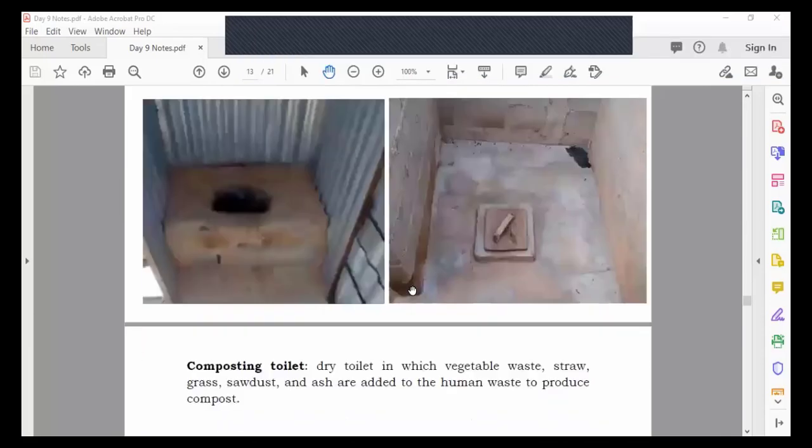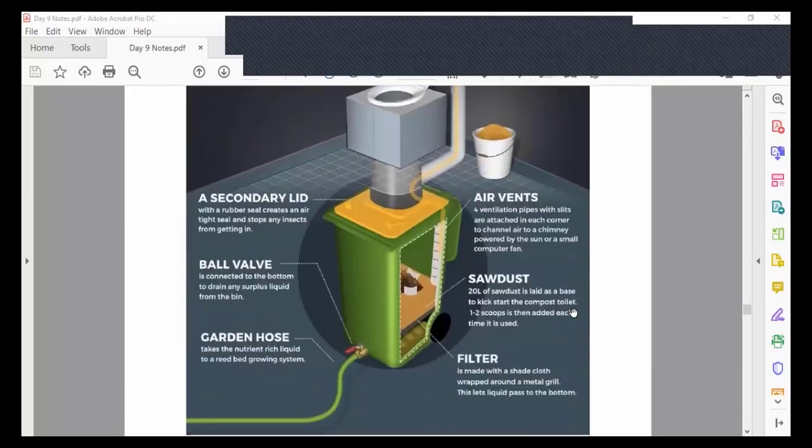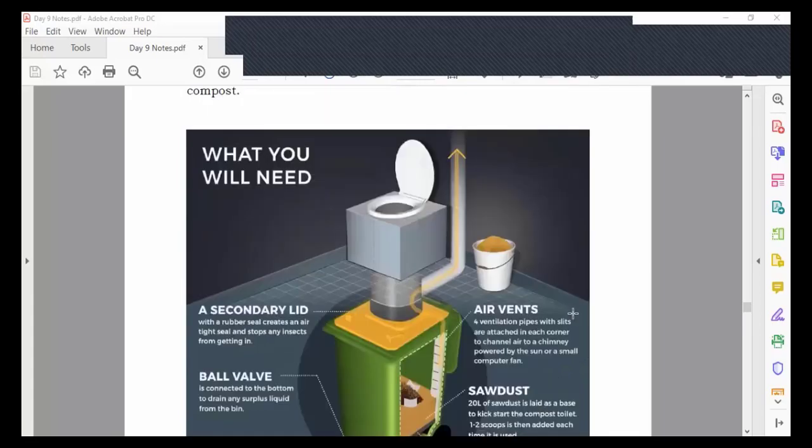Okay, and now this is the composting toilet. In some countries, not every country, they are making the structure in such a way, using different techniques, that the human waste can be used as fertilizer and other things, and you can even filter it. So it has one of them.